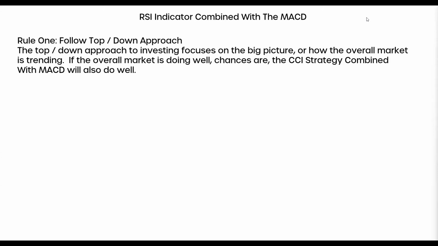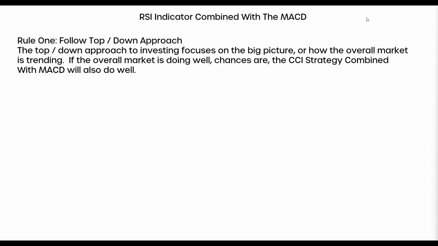The top-down approach to investing focuses on the big picture, or how the overall market is trending. If the overall market is doing well, chances are the RSI combined with MACD will also do well. What's the trend of the market? If it's negative, you'll want to do very little, if any, buying. Even if you see some stocks breaking out, your probabilities of success are quite low when the market trend is going against you. On the other hand, if the market is doing well, this combination of indicators, back-tested, has amazing results.